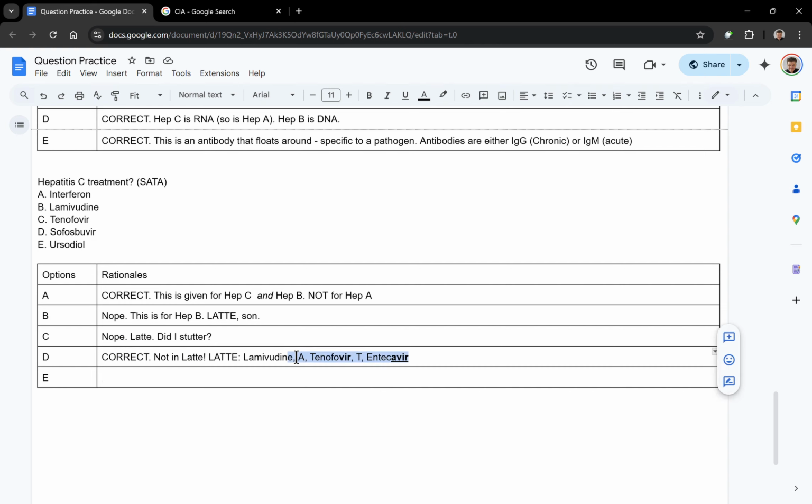I'm getting confused, sorry. So latte, let's put latte up here. Latte: lamivudine, adefovir, tenofovir, telbivudine, entecavir. The T is telbivudine. So these are the ones in latte. Hep C treatment does not start with the letters L, A, T, T, or E.